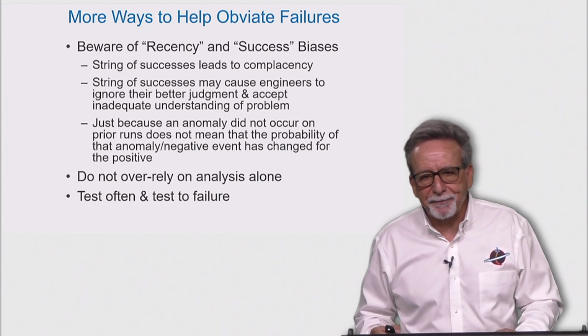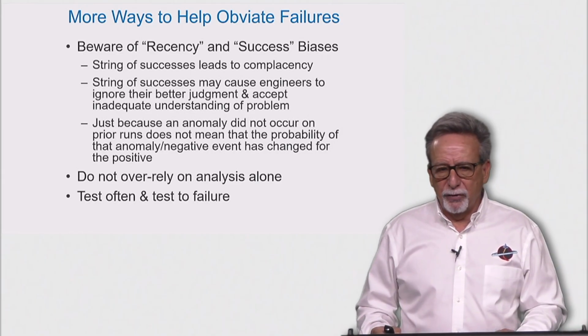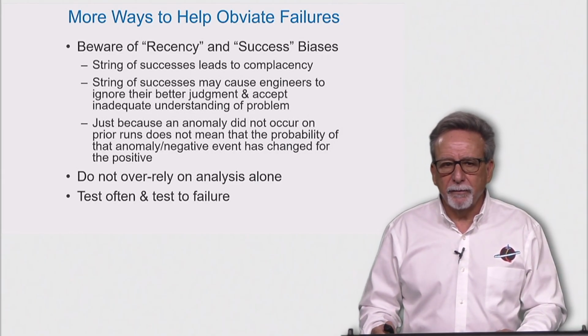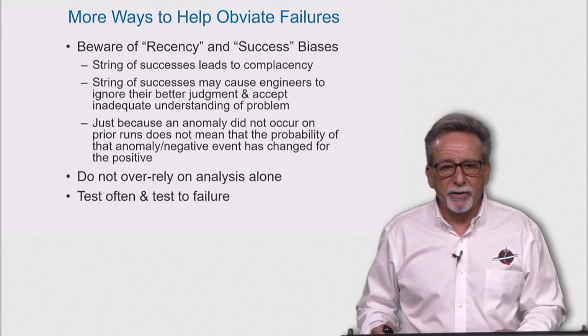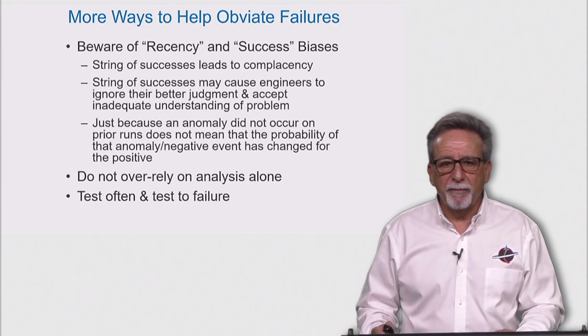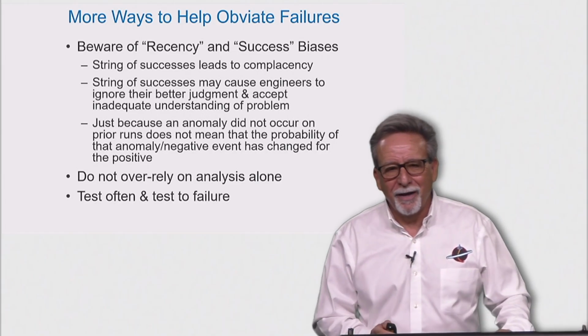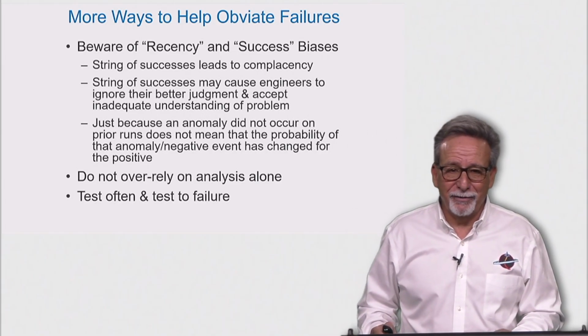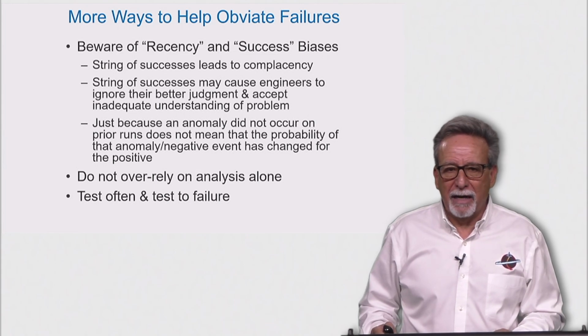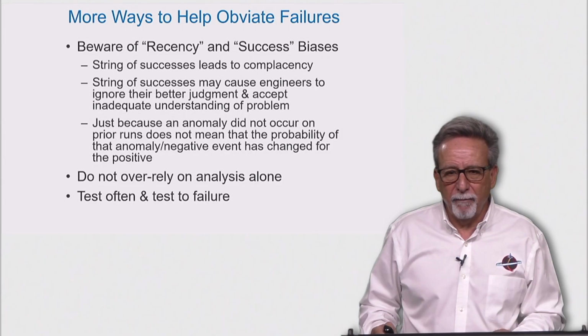Here are some additional ways to obviate failures. As we mentioned earlier, beware of recency bias. Strings of successes can lead to complacency and create an overestimated perception of knowledge and understanding about a problem. Just because anomalies did not occur in several prior runs does not mean that the probability of that negative event has changed. Do not overly rely on analysis alone. Test often and test to failure to ensure your analysis is accurate and within the assumptions that you have made, so that you can accurately predict when failures occur and how they occur.